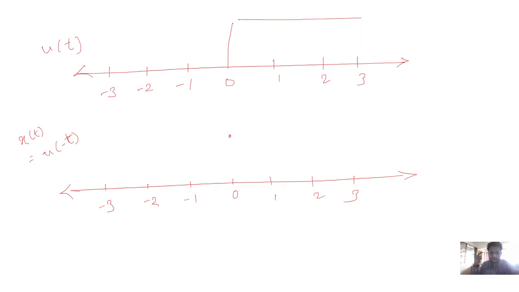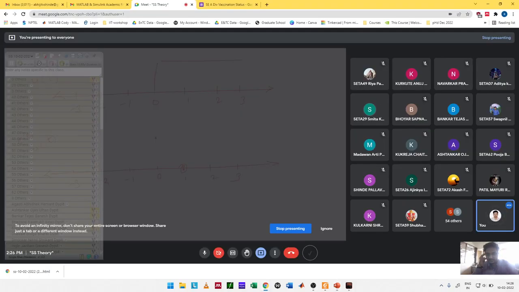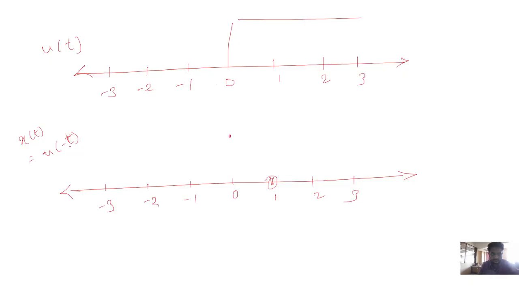Here the value will be here. Tell me at 1 what will be the value? I had asked you a tricky question. If I put 1 over here, it will be minus 1, right? u of minus 1 is 0. So the value is going to be 0 over here. Am I clear? Yes sir. If I put the value 2 over here, u of minus 2 is 0. So again the value will be 0. Similarly for 3, it will be 0.